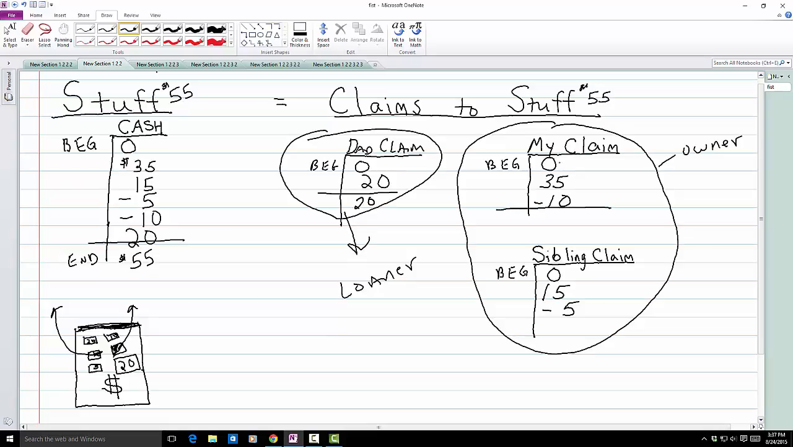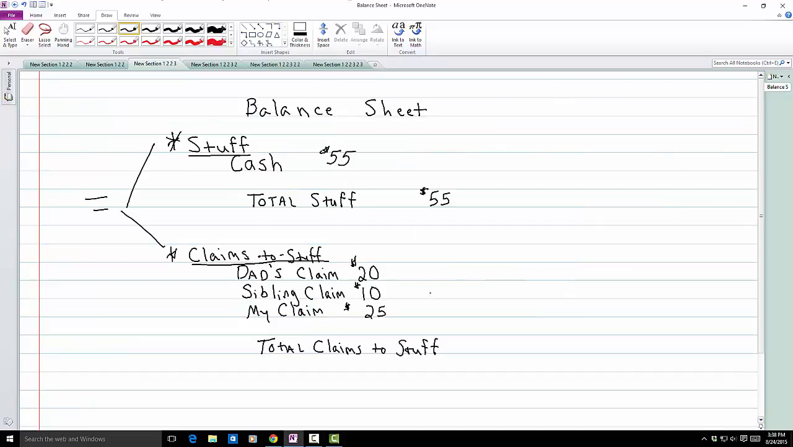My claim started with nothing. I put in 35 and I took out 10. I'm left with $25 worth of a claim. And sibling put in 15 and took out 5. They're left with 10. So really all our balance sheet is doing, gang, is taking the ending balances of these accounts and keeping track of them, summarizing for us. So $55 of total stuff. Our claims to stuff were 20, 10, and 25. If I add those together, I get total claims to stuff of $55.